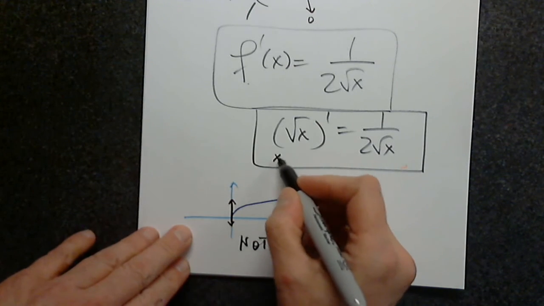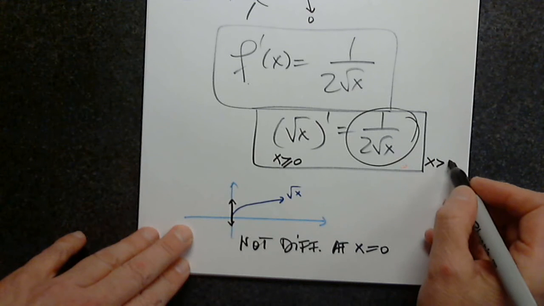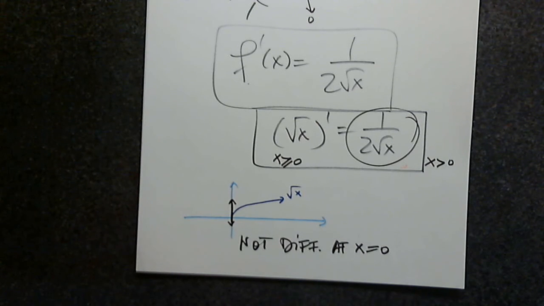This is defined on x greater than or equal to 0. This is defined on x greater than 0. Why? Because at this point, it has a vertical tangent. The derivative does not exist there. We say the function is not differentiable at 0 because it doesn't have a derivative.